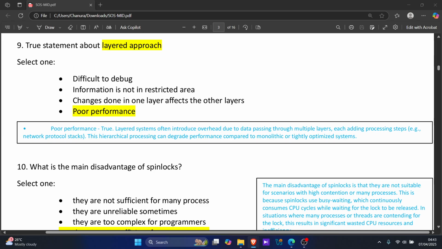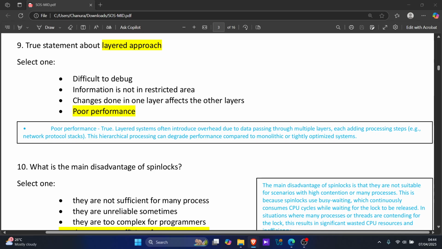A layered architecture separates functionality into different layers, each building on top of the one below. Each layer usually communicates only with the layer directly above or below it. Examples include the OSI model in networking or layered operating systems. Now, looking at the options.